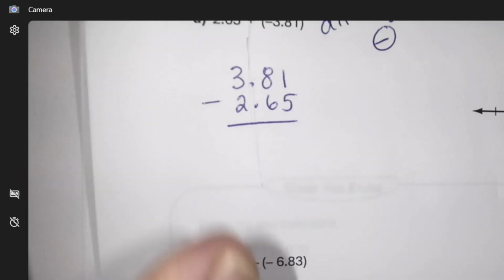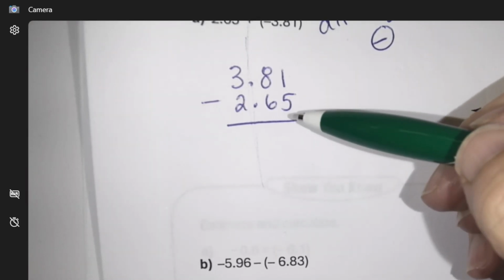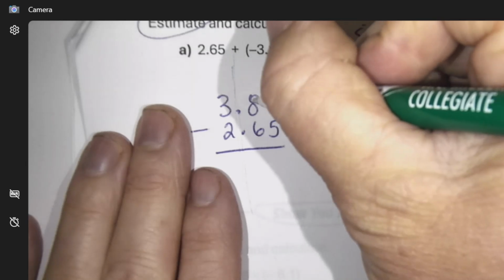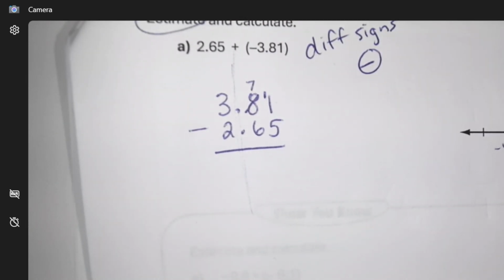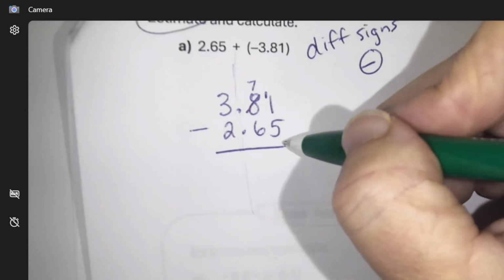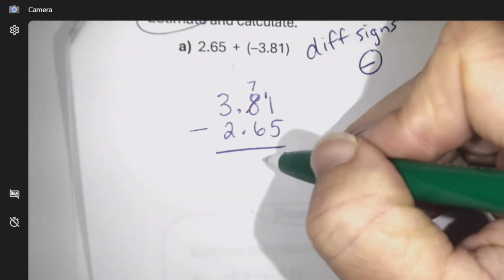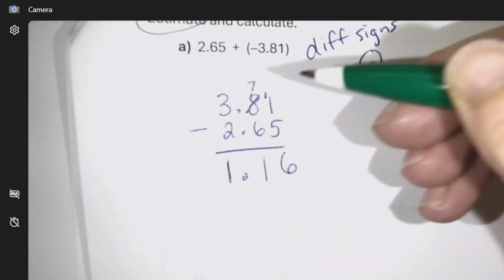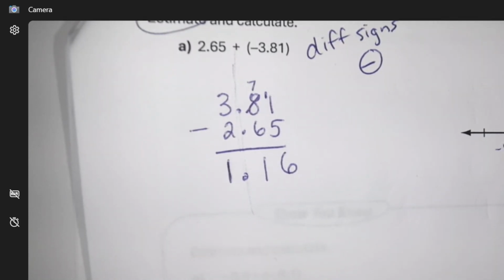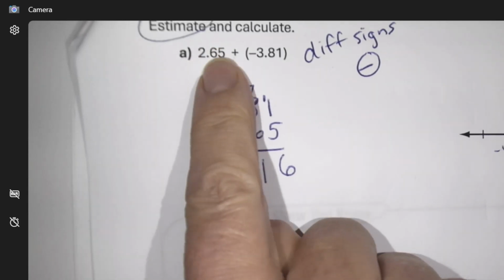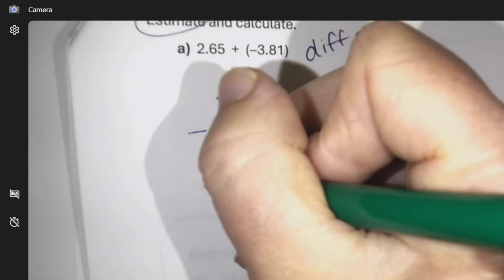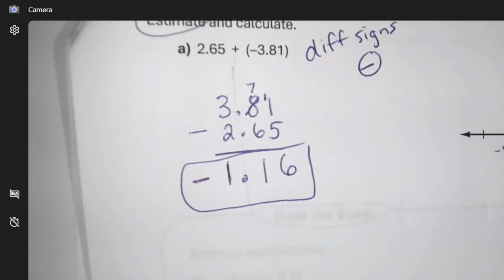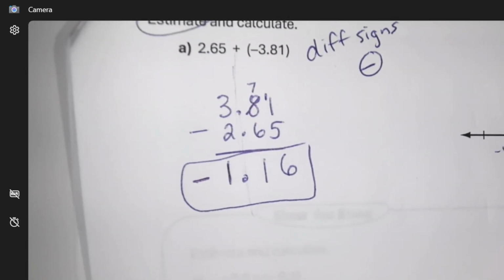Okay. 1 subtract 5, can't do. Borrow. So change that to a 7 and 11. 11 subtract 5 is 6, 1, 1. Now going back to the question, what do you have more of? More positives or more negatives? More negatives. Look at our estimate. We guessed that our answer should be -1.